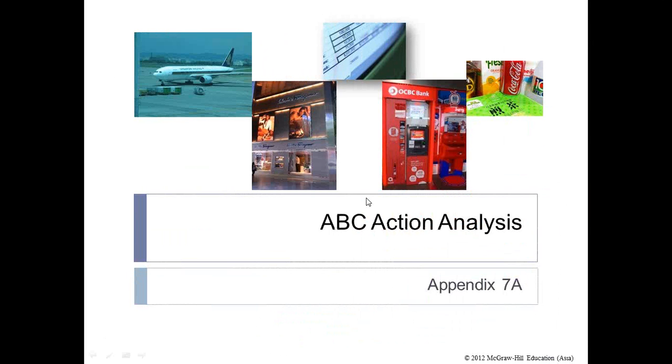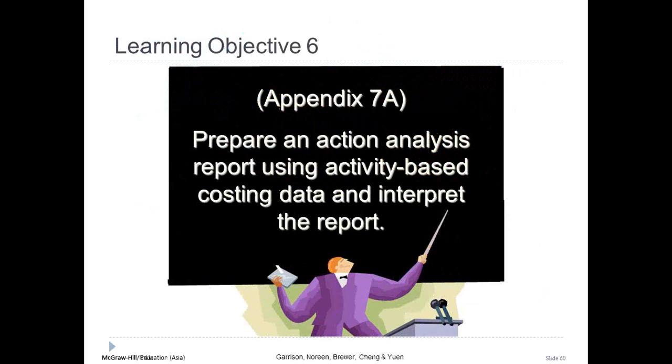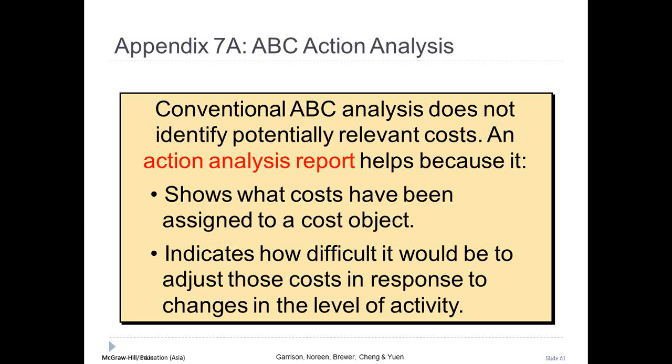So continuing, let's look at the ABC action analysis. Our learning objective here is to prepare an action analysis report using ABC data and interpret the report. A conventional ABC analysis does not identify potentially relevant costs. An action analysis report can help in this regard because it shows what costs have been assigned to a cost object and it indicates how difficult it would be to adjust these costs in response to changes in the level of activity.